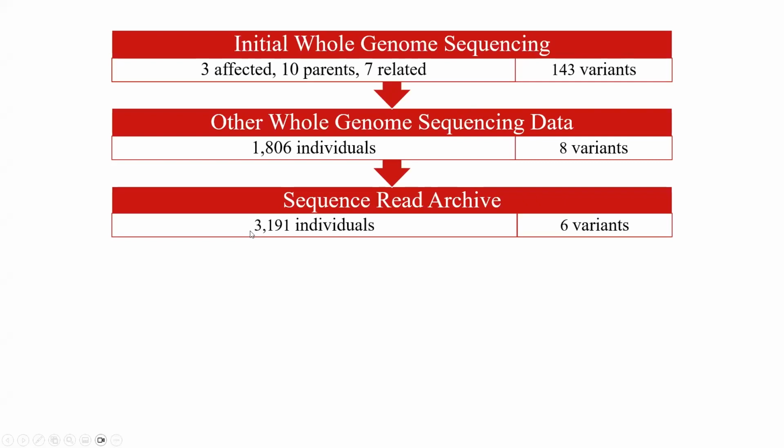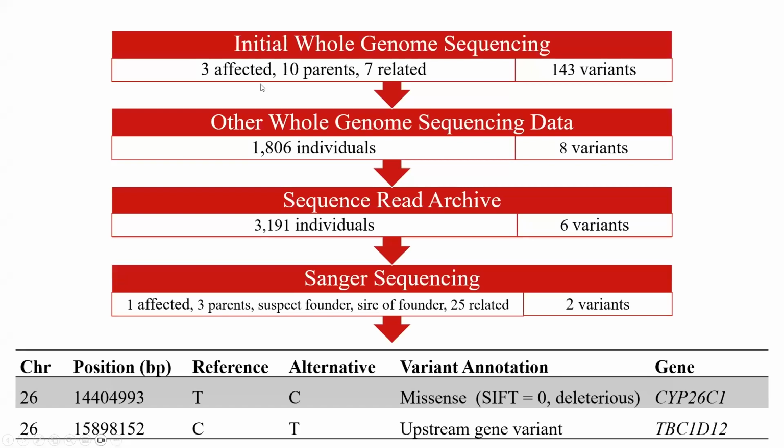We went to the public archive. We were able to eliminate 2 more by finding 2 of these variants that were homozygous in multiple other animals. And then we used Sanger sequencing because we got DNA on another affected calf, more parents, our suspect founder and his sire, and other related animals. We were able to narrow these 6 variants down to 2. Those 2 variants are shown here.